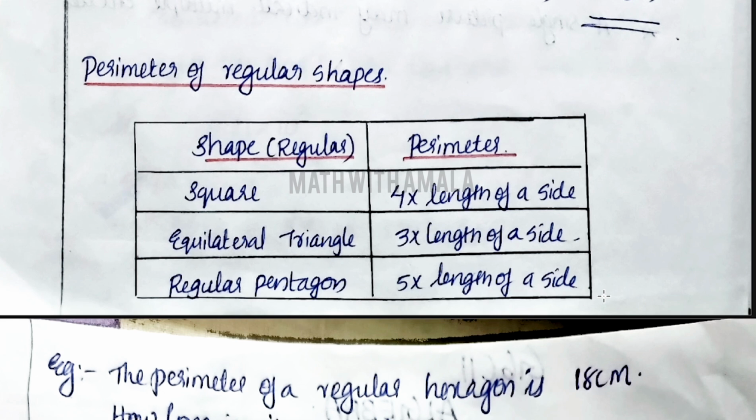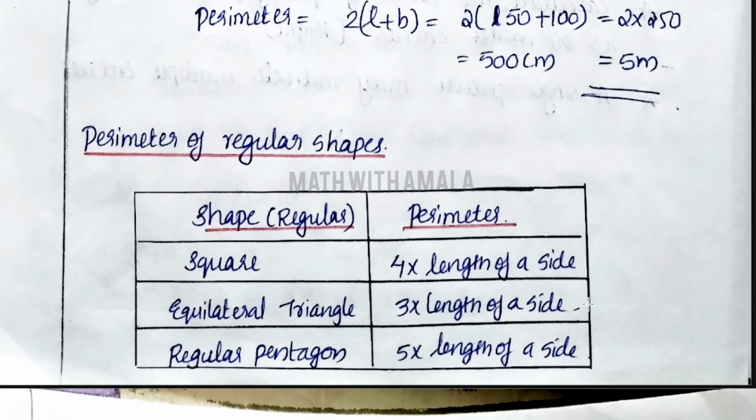Next one, the perimeter of regular shapes. So you have some regular shapes. Regular means all the sides and angles are equal. Equilateral, equiangular shapes are called regular. So the first shape is square and its perimeter is 4 into length of a side. Equilateral triangle means all the sides are equal in a triangle, that is 3 into length of side. Its perimeter is 3 into length of one side.